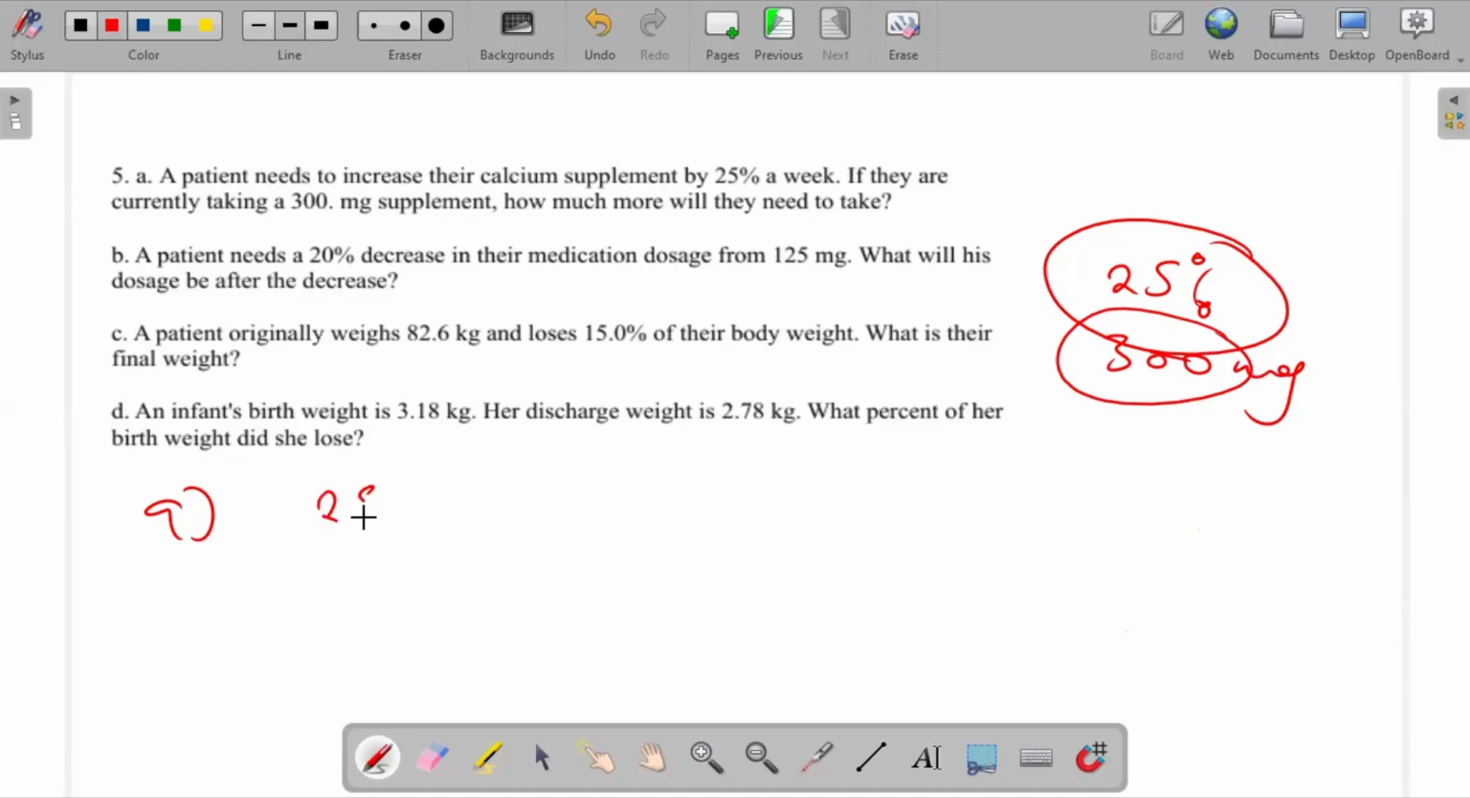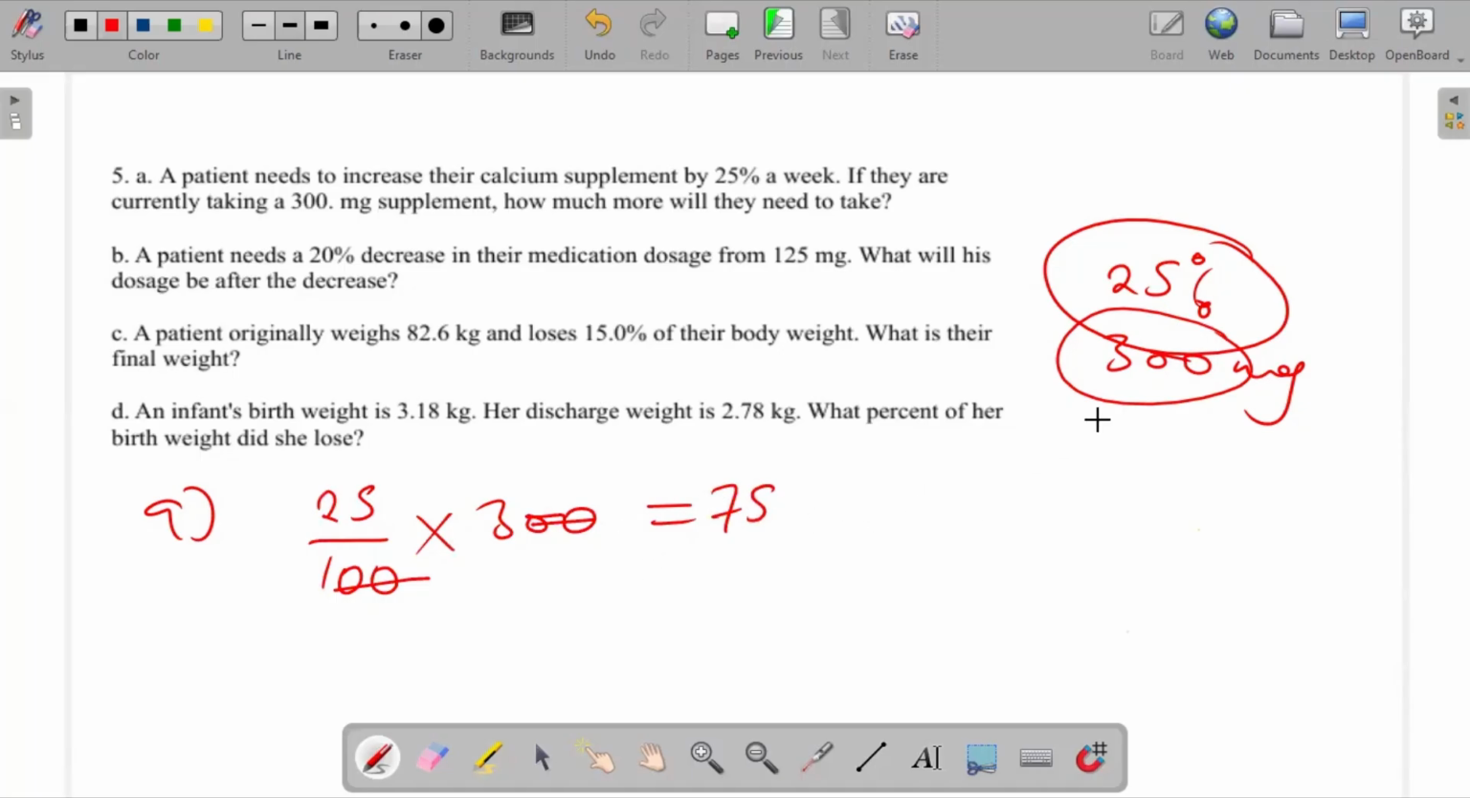25 out of 100. We know that a percentage is always out of 100, right? So we're going to get 25 by 100, then we multiply with 300, isn't it? So what are we getting in that case? 75, isn't it?